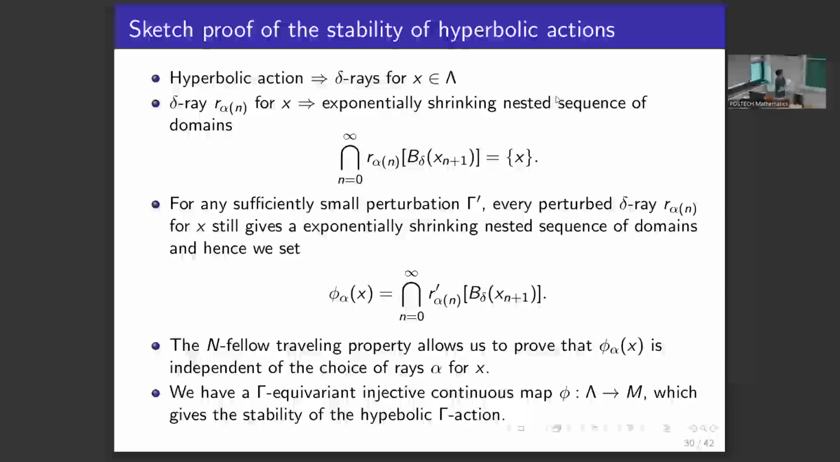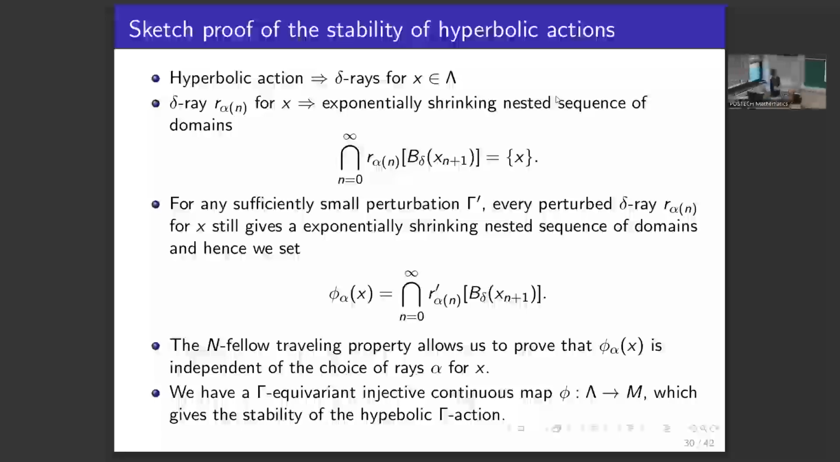So if you have a hyperbolic action, so this is expanding, then it gives some delta rays for each point x. Then you have an exponentially shrinking nested sequence of domains, whose intersection consists of just a point x. Okay. After that, we perturb this action. Okay. So we perturb this action a little, then we can assume that the perturbed action is still expanding, because the expanding property is an open condition.